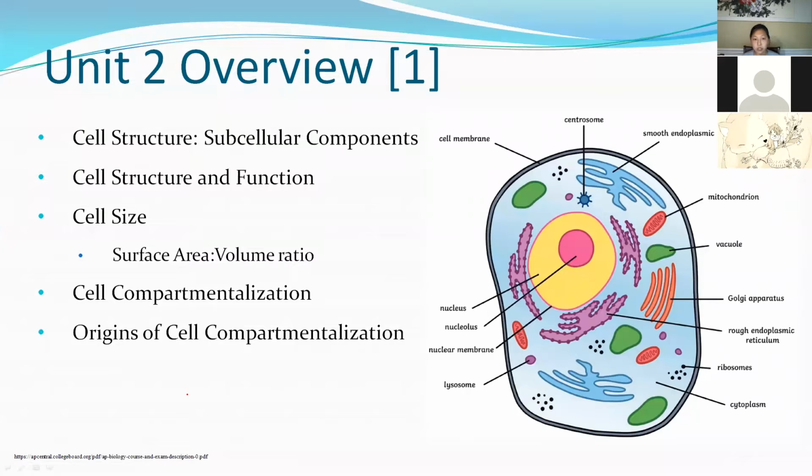There are a couple of big ones that are the most important, which are ribosomes, mitochondria, and the nucleus, of course. It's pretty important to know everything else, but those are just the big ones that you need to know. Then there's the origins of cell compartmentalization.